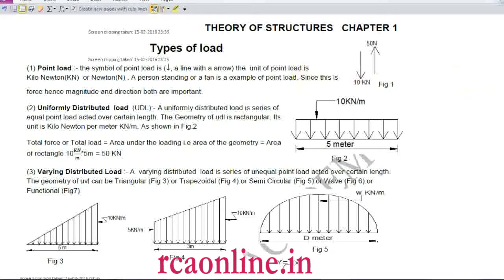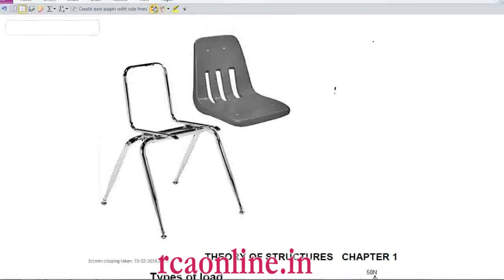Friends, today we are starting a new series of subject which is theory of structure. In this subject, I will be starting with the first video of types of load and how to find the reaction. So let us see why we require to find reaction and at the same time how the load is transmitted. I give you a very simple example of a chair.